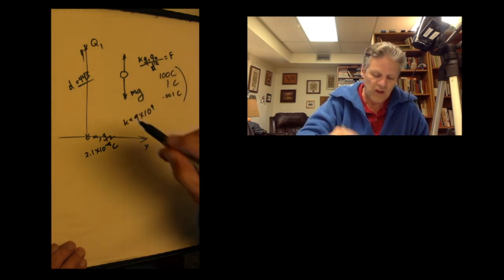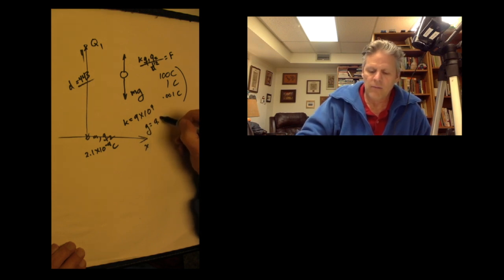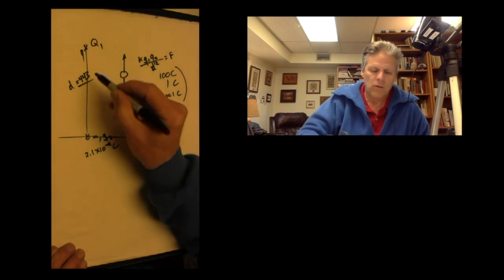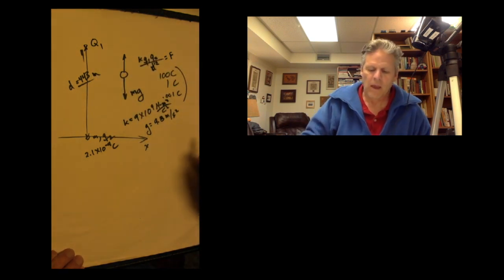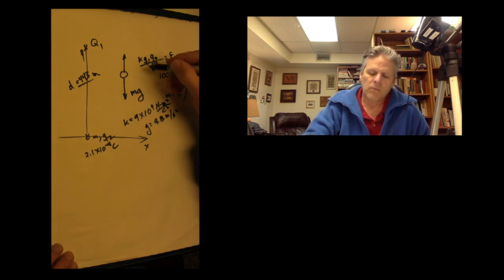And I know g, the acceleration of gravity, is 9.8 meters per second squared. And we do need to do this. Newton meters squared per coulomb squared. Okay, coulombs, this is meters, and we're looking for this in coulombs. So that's what I'm thinking about, and now I'm just going to do this calculation.